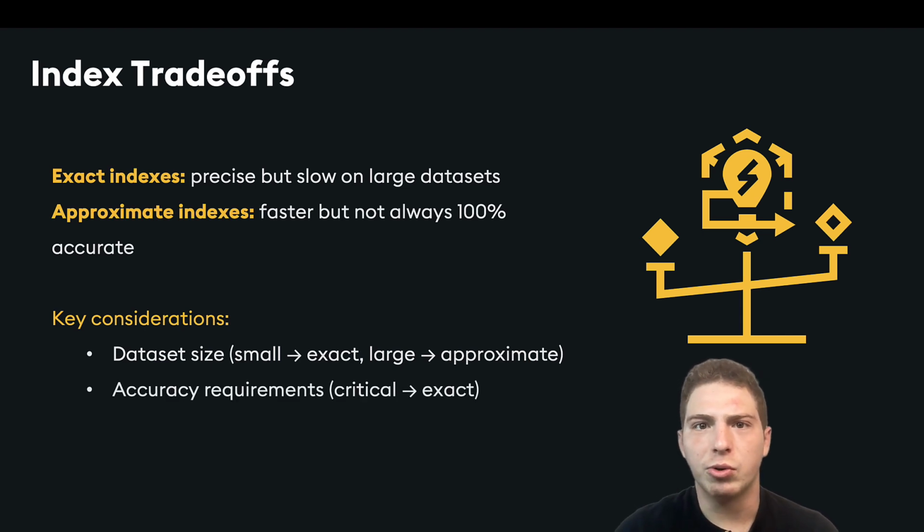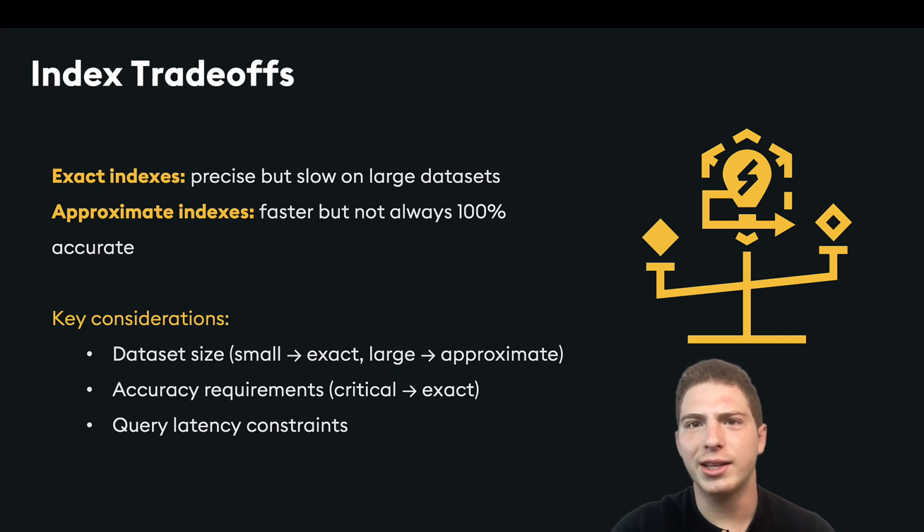And then your accuracy requirements. Does your application require exact accuracy? In most cases, the answer is no, so you could use an approximate index. With an approximate index, you could still get 98, 99+% accuracy, but get massive speed boosts. Another thing to consider are your query latency constraints. What are your latency requirements? Is a flat search fast enough? Which index will give you a search with low enough latency for your application to work?